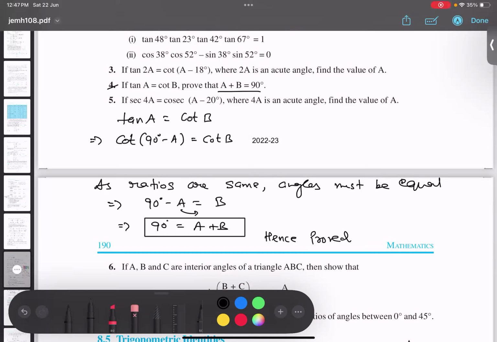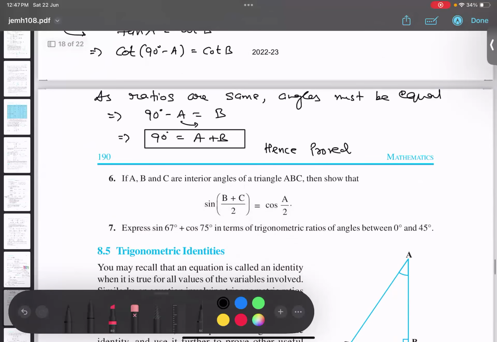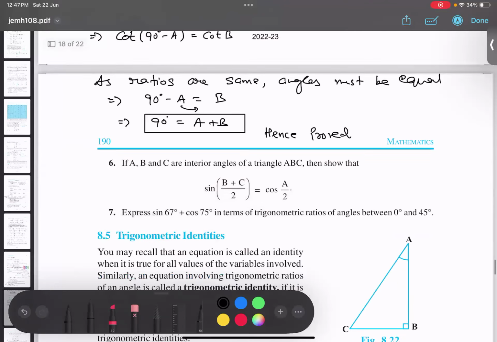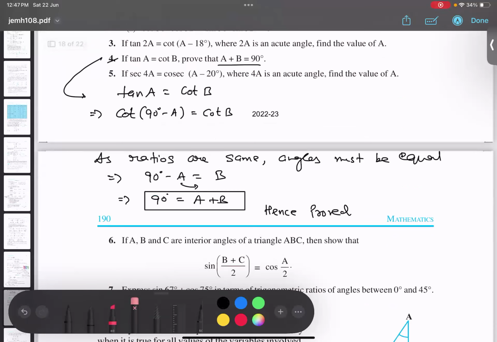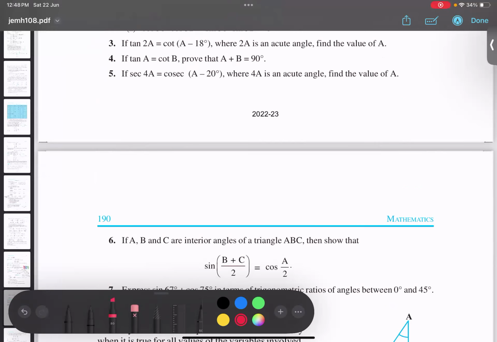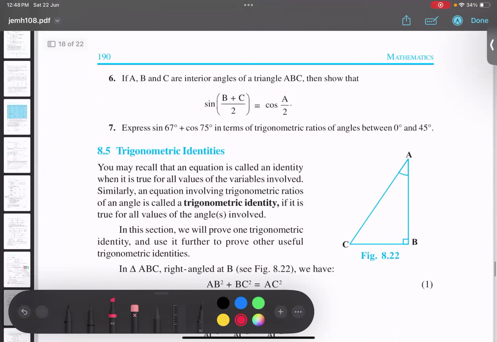Easy question. Yes or no? Okay, this is also done. Question number 4. Taken the screenshot. Let me just erase this. Question number 5 is your homework. I've told you. Question number 6. Again, an interesting question.